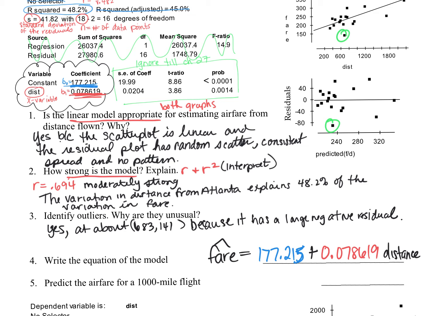And can you predict the fare for a 1,000-mile flight? Right, plug in 1,000. 177.215 plus 0.078619 times 1,000, 255.834. So $255.83.